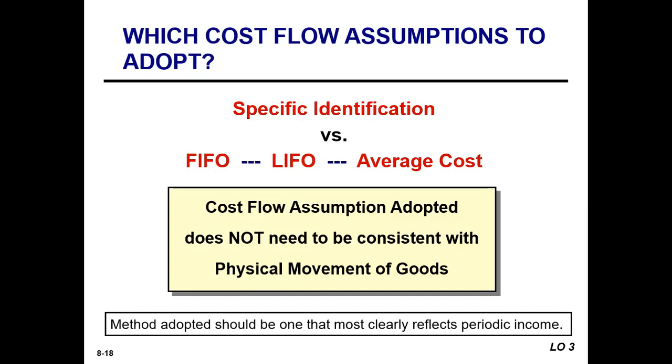In most situations, though, a cost flow assumption works better. So we use FIFO, LIFO, or the average cost method. Looking at these cost flow assumptions, FIFO is used most often. There are some issues with LIFO that this chapter talks about. And as we're going to see when we do these calculations, oftentimes average cost kind of falls in the middle of FIFO and LIFO. Again, we'll see that when we start doing some of these calculations together.